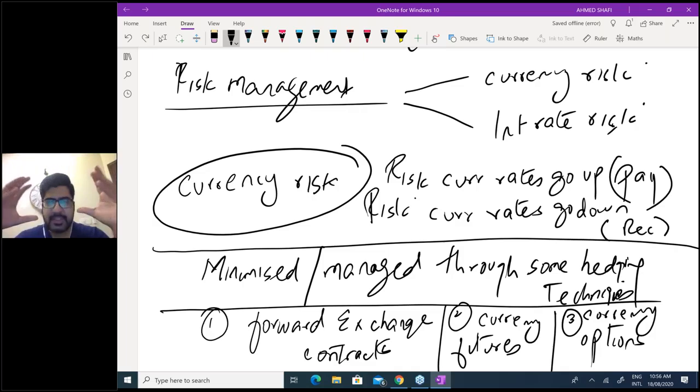So basically, since currency rates keep on moving, importers and exporters are always worried that whenever we plan to pay someone in the future, there is a risk that rates go up, and whenever we plan to receive money from someone, there is a risk that rates go down. They always face this risk, which is called currency risk. If someone says that they can eliminate this risk, they're misleading you. It can only be minimized or managed through the use of hedging techniques, called risk minimization techniques. So we will be focusing on the three most commonly used techniques here: forward exchange contracts, futures, and options.